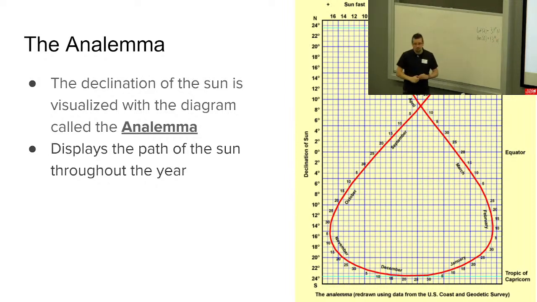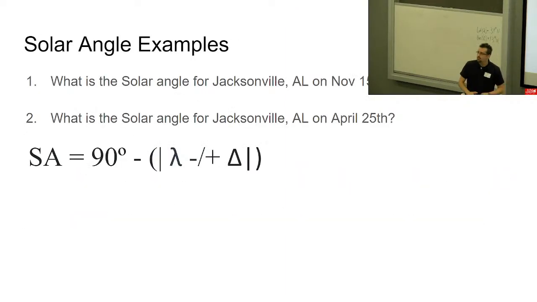All right. So we have the information we know. So now let's go back to the equation. The solar angle, so be sure to write down the equation. Solar angle equals 90 degrees minus the absolute value of lambda plus or minus delta. We continue to set it up from here.